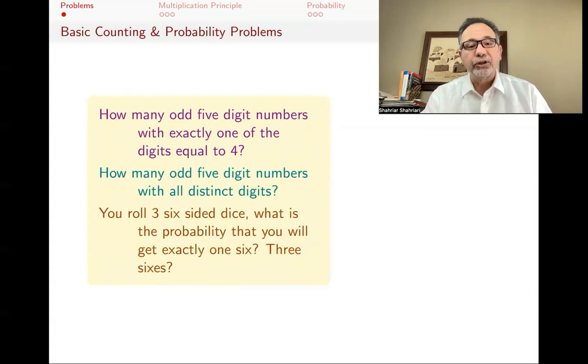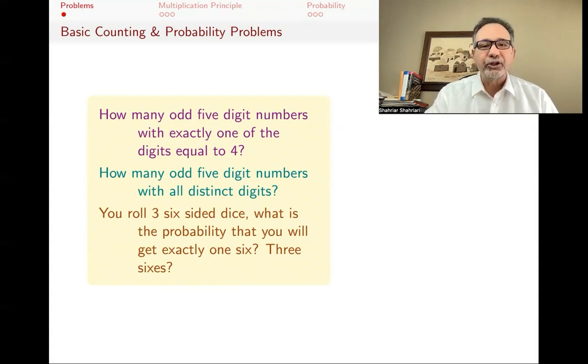You roll three normal dice. What is the probability that you will get exactly one 6? What's the probability that you will get three 6s? These are some of the questions that we will answer.